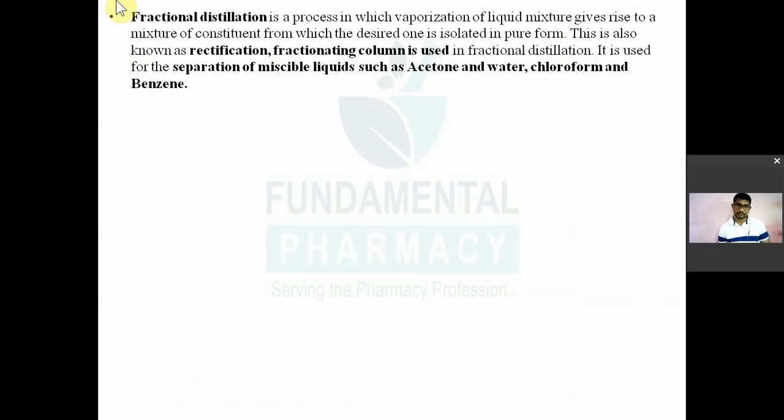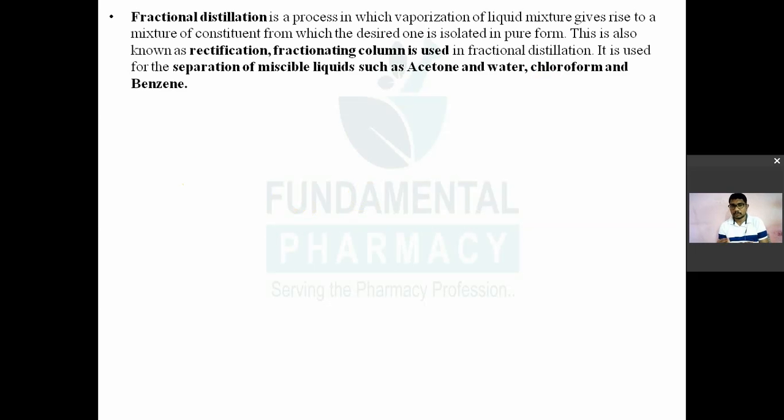One is fractional distillation. Fractional distillation is the process in which vaporization of liquid mixture gives rise to a mixture of constituents from which the desired one is isolated in a pure form. Fractional distillation is the distillation where you will get a pure distillate, relatively pure. मतलब ऐसा totally pure नहीं मिलेगा लेकिन relatively pure. Okay, fractional distillation is the process in which the liquid mixture is vaporized.